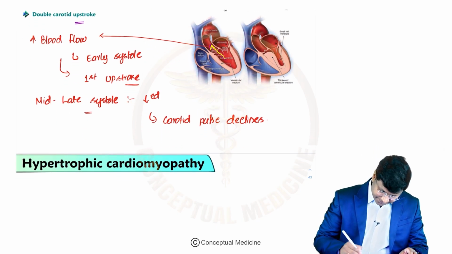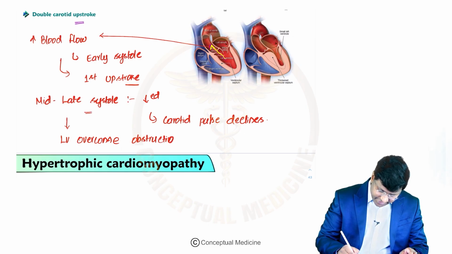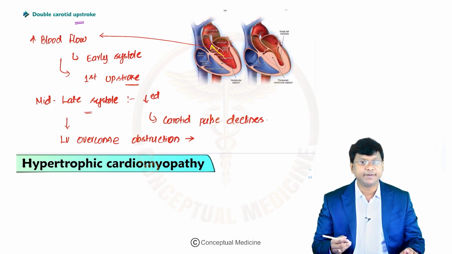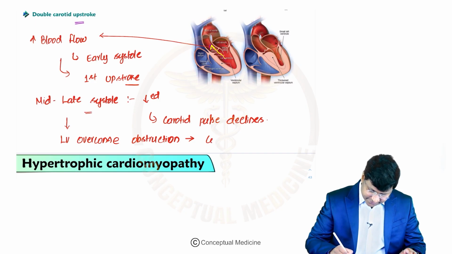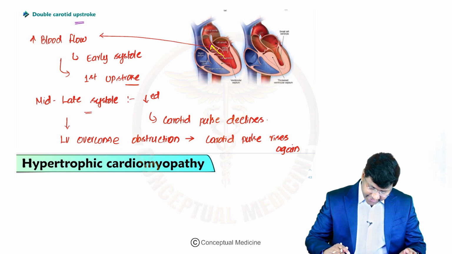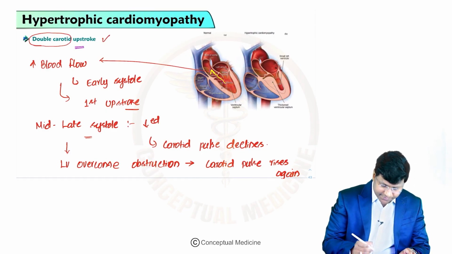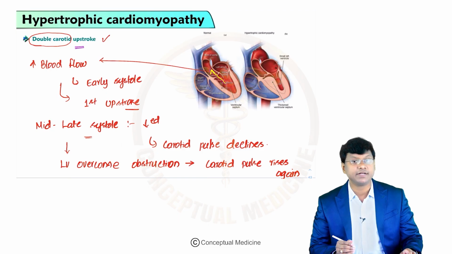The left ventricle tries to overcome the obstruction by increasing its contractility, and thereby the carotid pulse rises again, and that will result in what is called the double carotid upstroke.